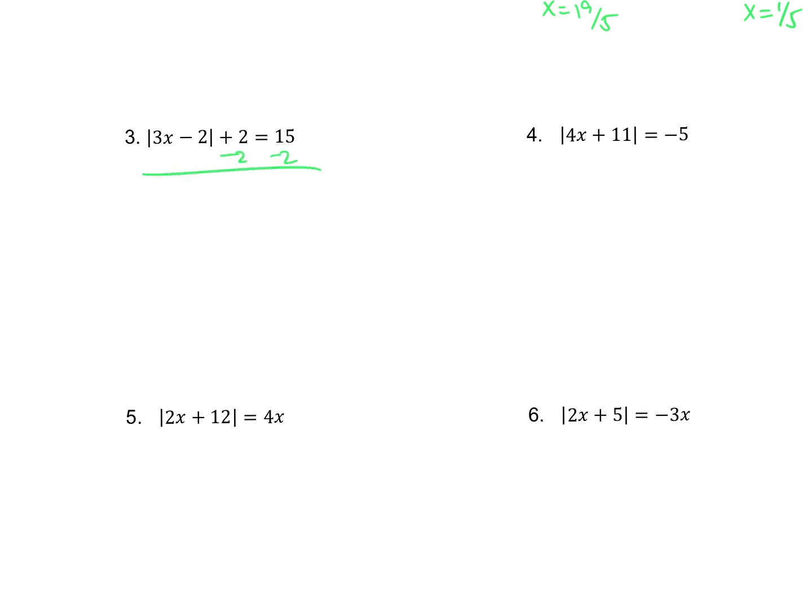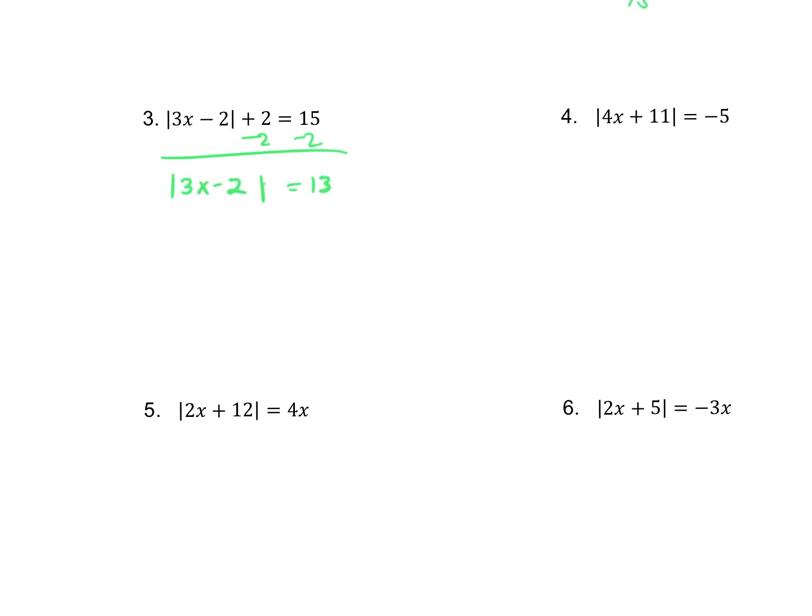Minus 2. Again, do not drop the absolute value sign until you've done the math, put everything on the other side, and isolated the absolute value. So now go ahead and write 2 equations. My first equation will be 3x minus 2 equals 13. My second equation will be 3x minus 2 equals the opposite of that 13, excuse me, negative 13. Now solve for x.